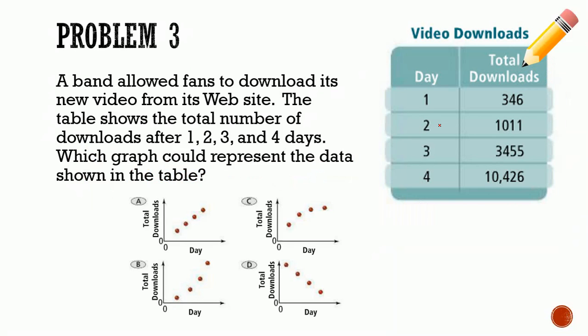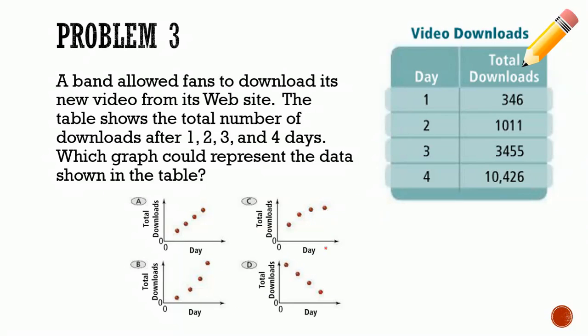Now, what if I'm given a table and I need to figure out the graph that represents it? Let's look here. A band allowed fans to download its new video from its new website. The table shows the number of downloads after 1, 2, 3, and 4 days. Which graph could represent the data shown in the table? At day 1, I had 346 total downloads. Day 2 was 1,011 downloads, day 3 was 3,455, and day 4 was 10,426.